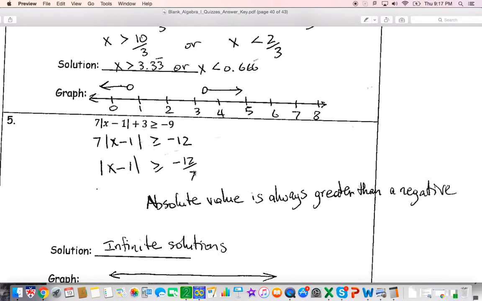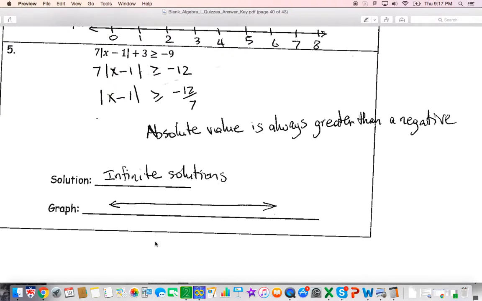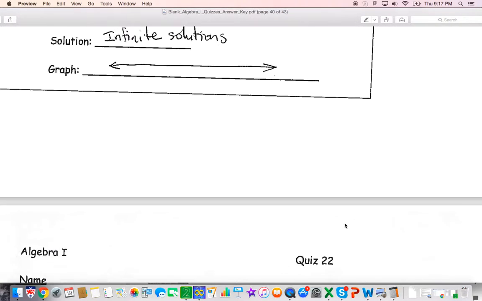Well, absolute value is always greater than a negative number, because absolute value is always positive or 0. So because it's saying that absolute value is greater than a negative number, since that is obviously the fact, regardless of what x is, x can be absolutely anything, the absolute value will always be greater than negative 12 over 7, which means there are infinite solutions. All right, so the graph goes infinitely left, infinitely right, and that's what the graph looks like.